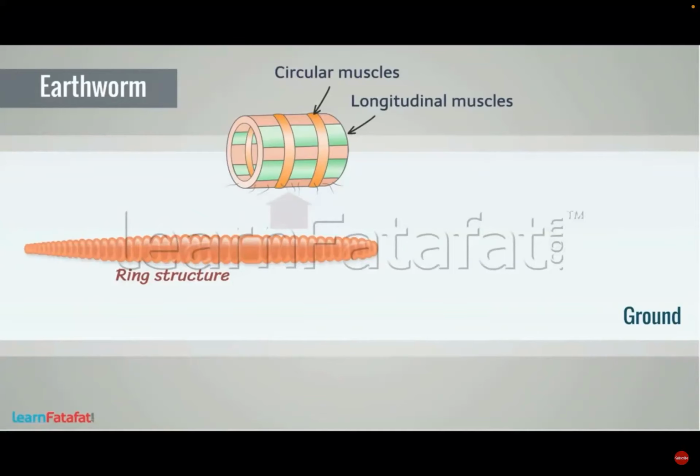Earthworm. The body of an earthworm consists of two sets of muscles. The circular muscles forming the ring structure of the earthworm and longitudinal muscles joining these rings to form the long body shape. Its body does not have bones.